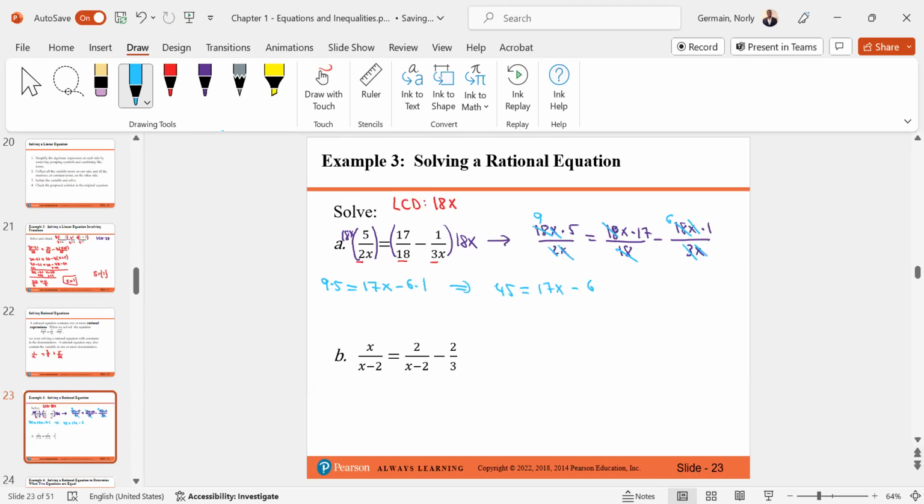Okay? So when you add 6 to both sides, you end up finding 51 equals 17x. Let's divide both sides by 17, and you will realize that x would be equal what? Oh no, we said we can interchange, but not yet. So we're gonna have 3 equal x, or you can interchange, make it x equal 3.